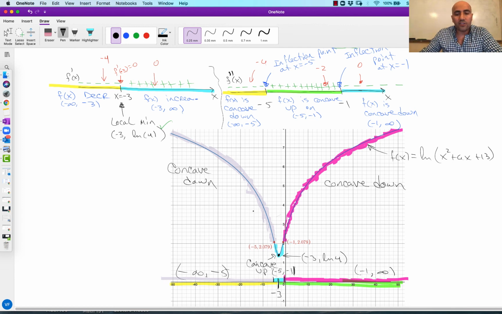There is a change of concavity at these 2 points. So these 2 points represent inflection points. Inflection points. There and there.